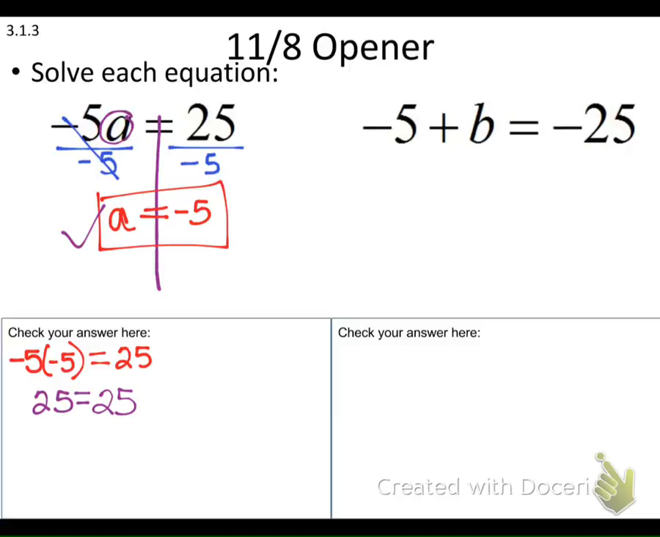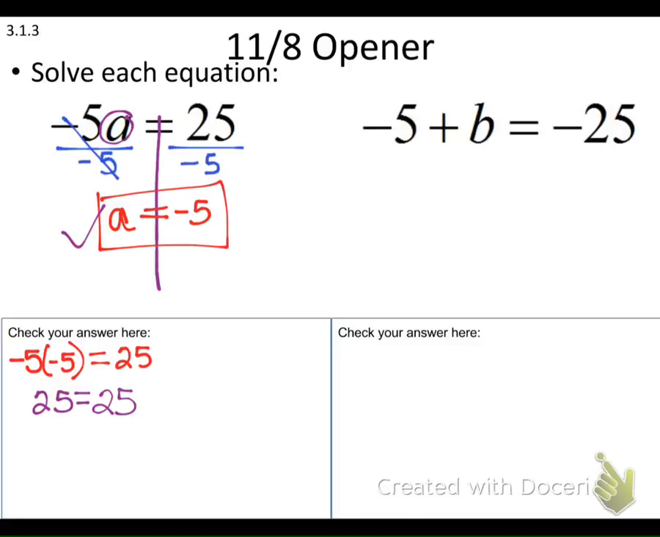Now, let's say that you guys missed this. Well, let's say that you got -4, and when you substituted, your answers wouldn't end up being the same, would they? That's when you go back up here and check to see what you did wrong. Okay, let's look at the next one.